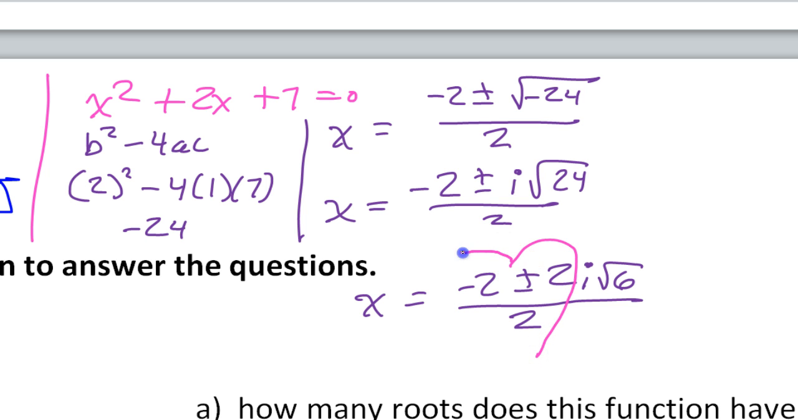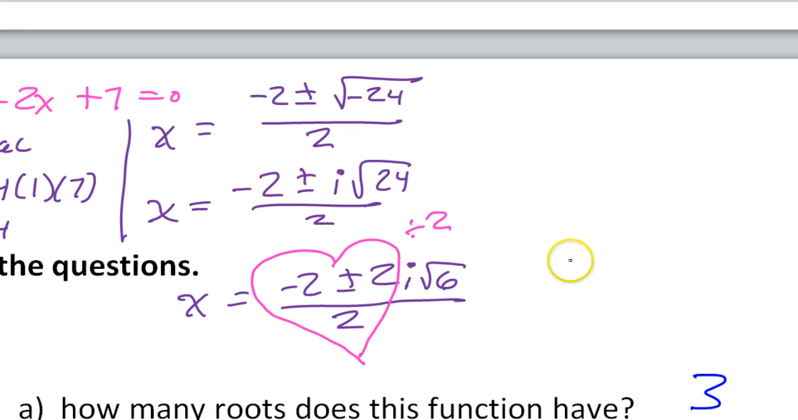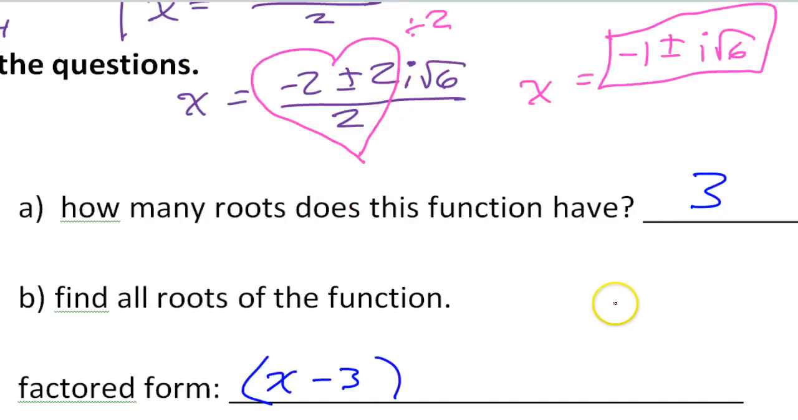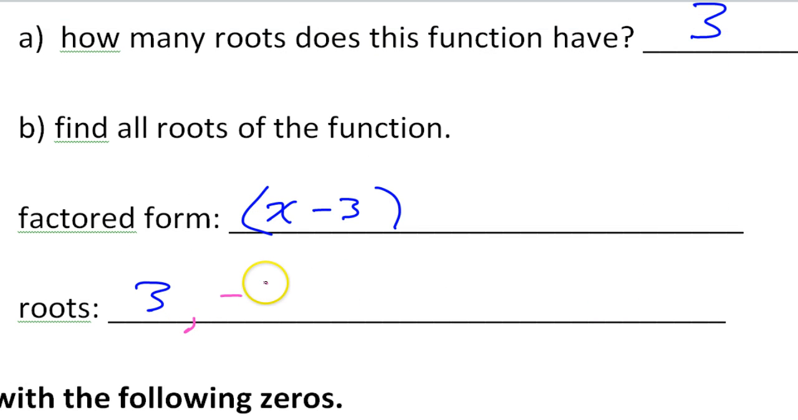All right, do you see how all 3 of these are divisible by the same thing? What am I going to divide by, obviously? 2. All of these are divisible by 2. It's all or nothing. You can't just do 2 at a time. It's got to be all 3. So that's going to give me negative 1 plus or minus i radical 6 over 1, which I don't need. So these are my other 2 zeros, the ones that we couldn't see: negative 1 plus or minus i radical 6.